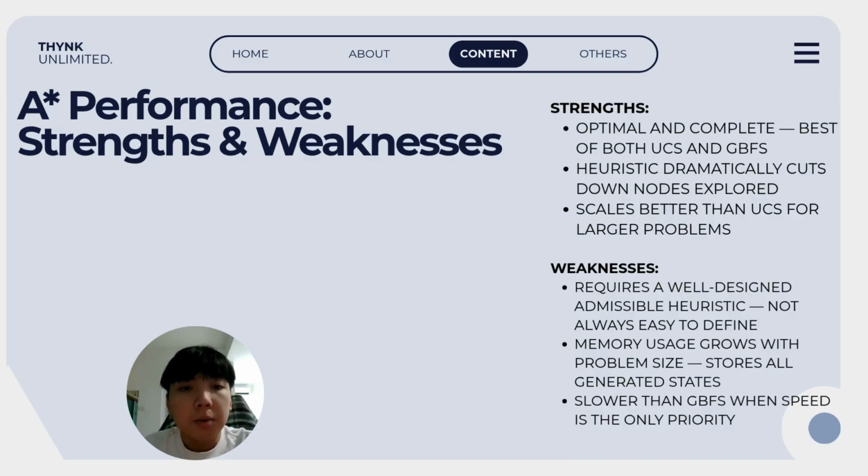While the weaknesses are heuristic dependency and memory. If the heuristic is poorly designed and overestimates, the optimality breaks. And since A star stores all the generated states, memory grows with problem size. While it is still manageable here with 7 locations, it is a concern at scale.